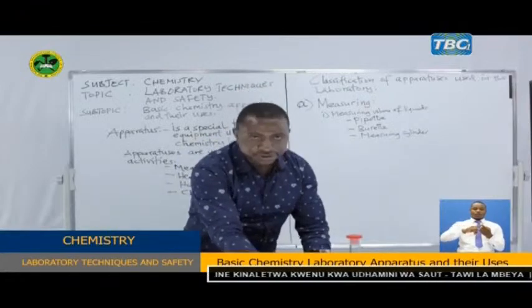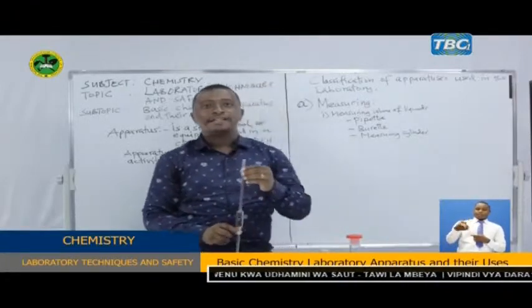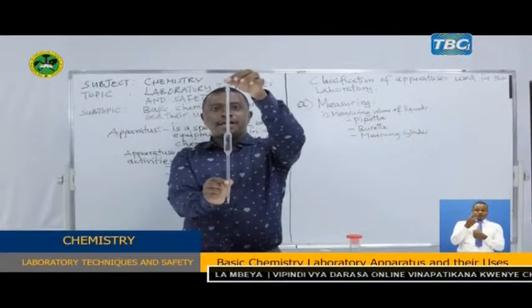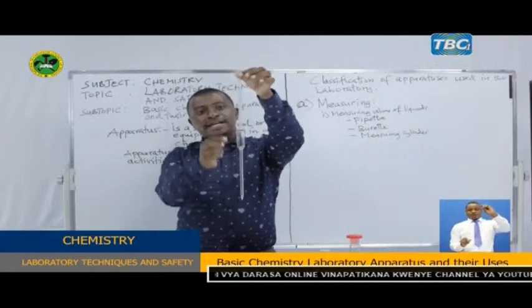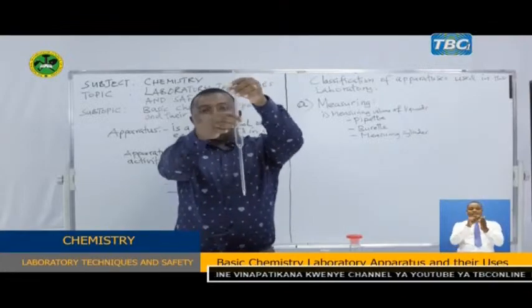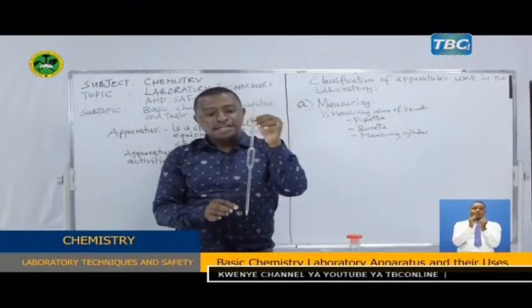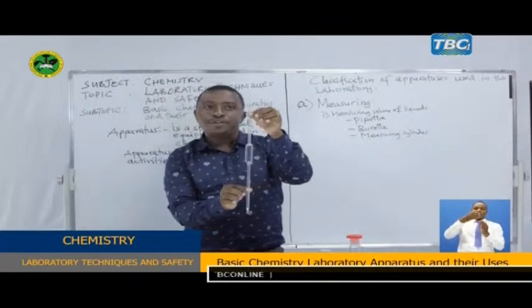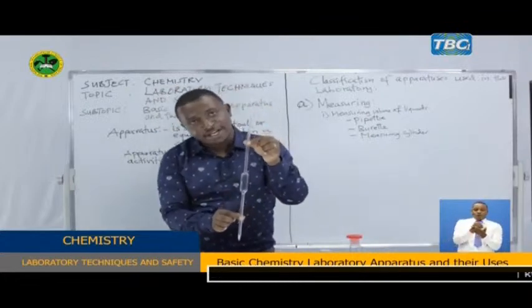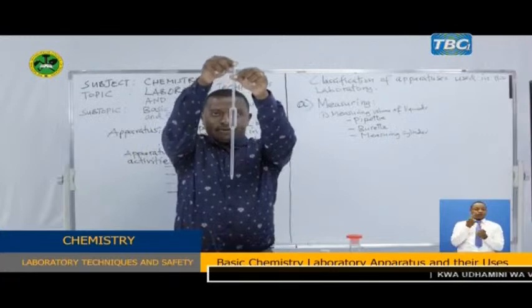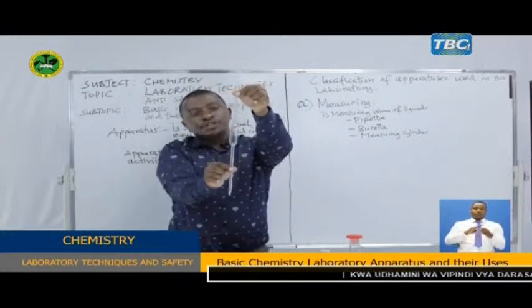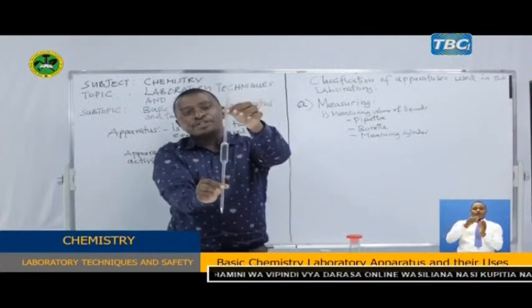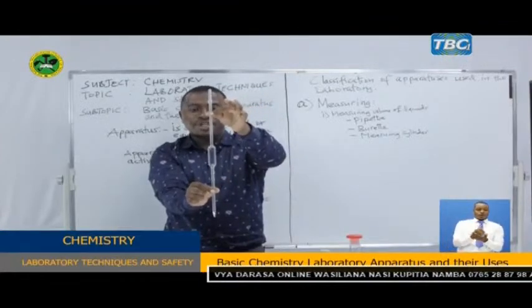I will start with a pipette. Class, this is a pipette. You can see it here. It's a long glass tube. It has a mark. This apparatus is used to transfer specific volumes of liquids from one container to another container. So it is used to transfer specific volumes of liquids from one container to another container.